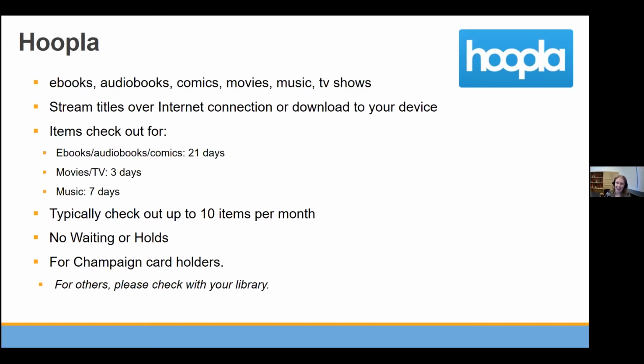So Hoopla has ebooks, e-audiobooks, comics, movies, music, and TV shows. You can stream the titles over an internet connection or download them to your device. So to stream the titles, that means you have to have an active internet connection. So either you're on a Wi-Fi connection at home, or you have cellular data on your phone, or you're wherever you are, in like a cafe with Wi-Fi or something, you're streaming it over the Wi-Fi.